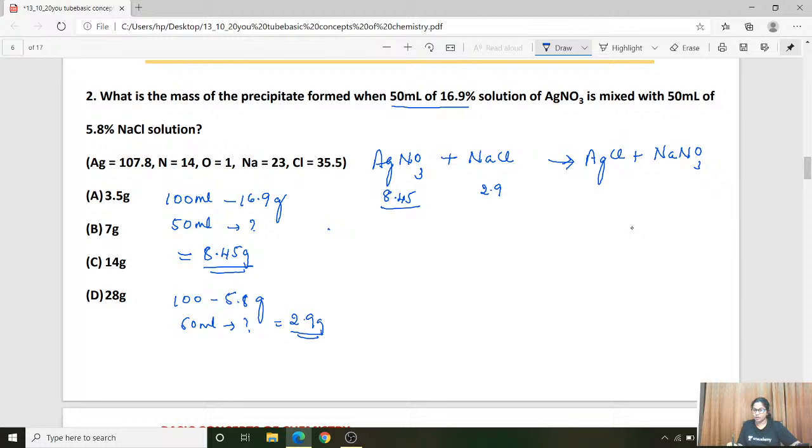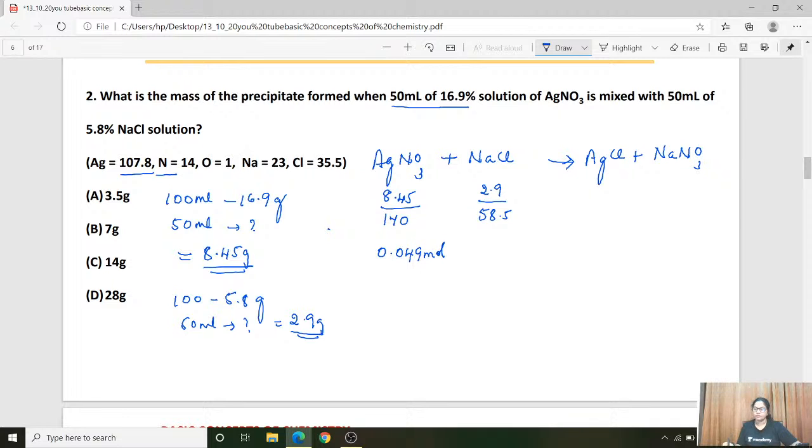Mass divided by molecular mass will give you the number of moles. Silver nitrate, if you find out, silver and nitrogen are given, oxygen 16 into 3. If you add their atomic weights, you get the molecular weight, and it will be 170. Similarly, the molecular mass of sodium chloride is 23 plus 35.5, that will be 58.5. So 8.45 divided by 170, how much are you going to get?